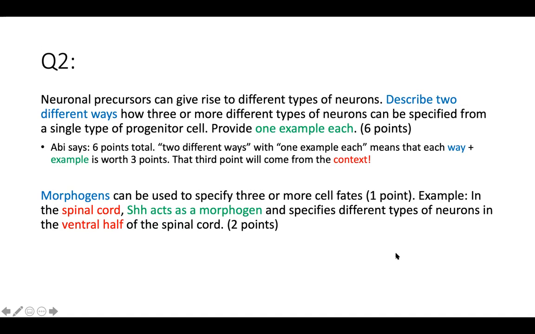So it says provide one example of each in 2 different ways. So it would be like morphogens can be used, and then the example would be Sonic Hedgehog acts as a morphogen to pattern ventral neuronal identities within the spinal cord. So you still give the context anyways, even though the point isn't necessarily coming from the context. Without the context, you won't get credit for saying Sonic Hedgehog. Without the context, we don't know if you actually know what Sonic Hedgehog does or if it's just a morphogen. So the context is required regardless of the points or not.